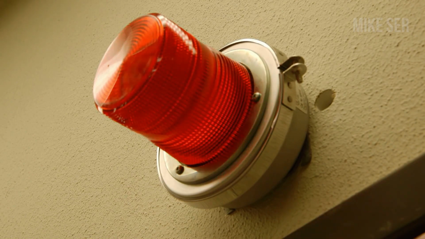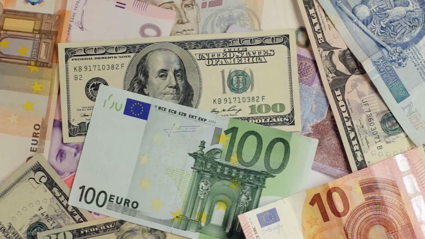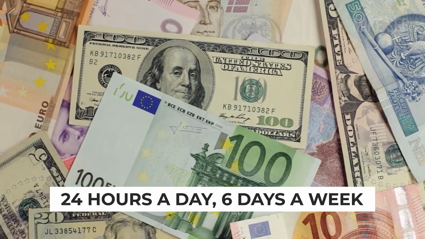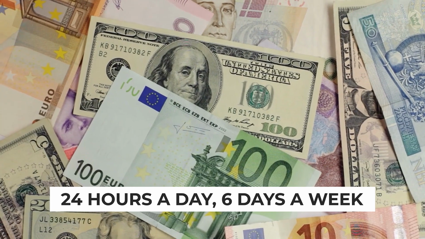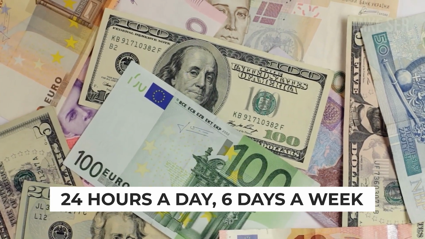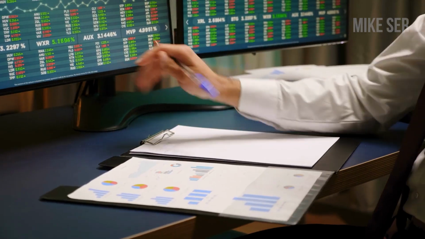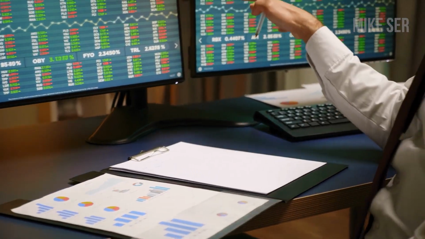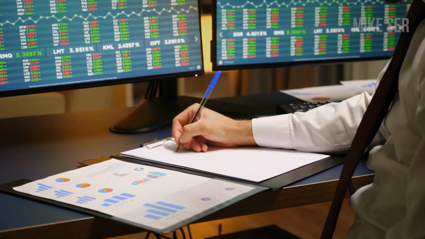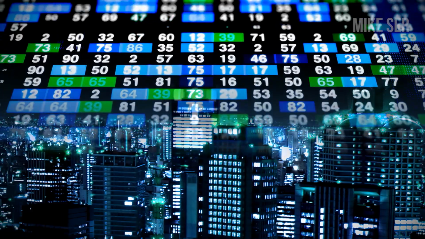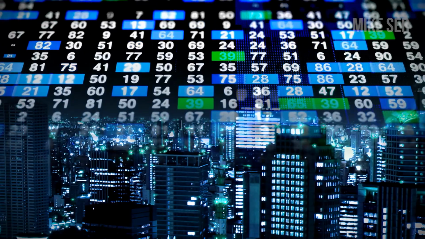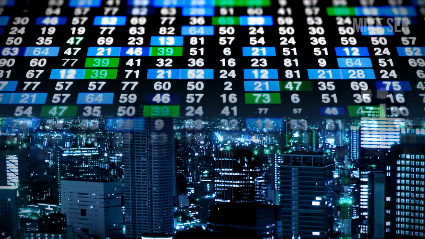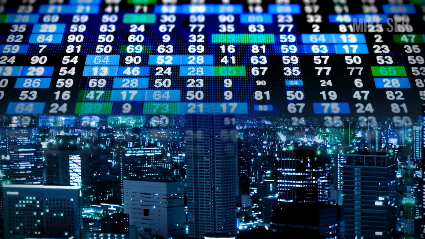Okay, let me outline the benefits of trading currencies for you. Now, as I mentioned, the currency markets trade 24 hours a day, 6 days a week, so you can literally trade anytime that you want, unlike the stock market that only has limited trading hours. In addition, many traders like trading the forex market because it's more stable and prices don't fluctuate as much. So for example, currencies typically don't move more than 1% in one day, let alone in 1 week.